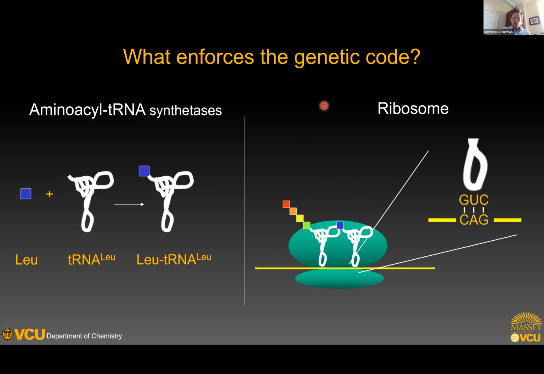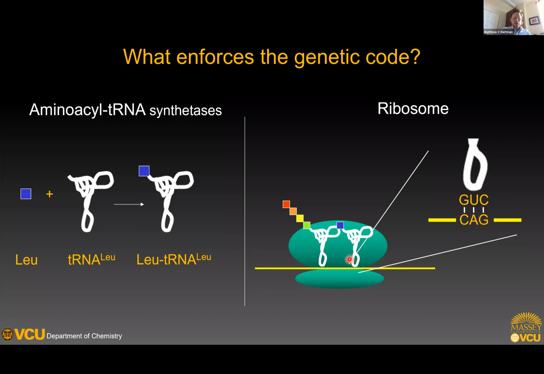What enforces the genetic code on the other end is the pairing of the messenger RNA and the tRNA. Here I've zoomed in and shown you a particular leucine codon, CAG, and the tRNA that has an anticodon that pairs exactly with this in Watson-Crick fashion. So the ribosome can recognize it and bring this aminoacyl-tRNA in.